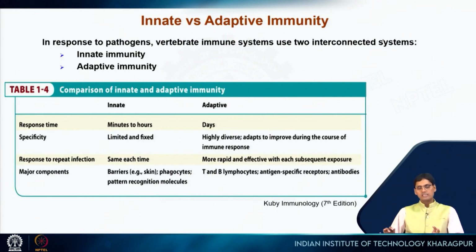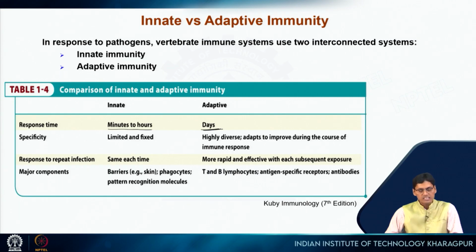Now I will summarize the innate and adaptive immune system, and then I will be discussing the mechanism of innate immune response. As I already mentioned, in case of the innate immune system, the response time is very fast, minutes to hours. But the adaptive immune system will take some time. It will take some time to gather information while the innate immune response is going on. After a few days, the adaptive immune system will start functioning against a particular pathogen.